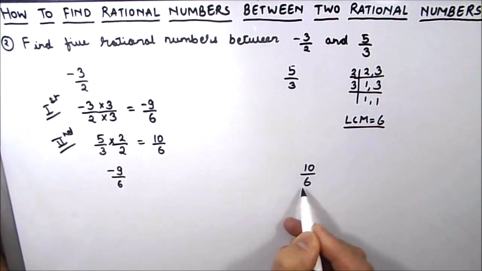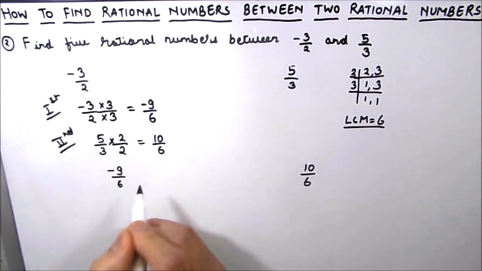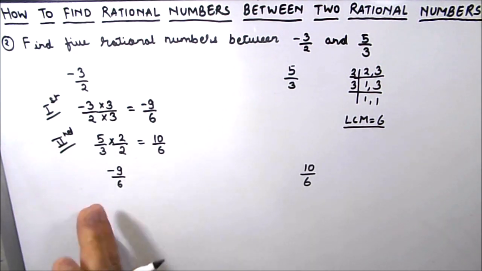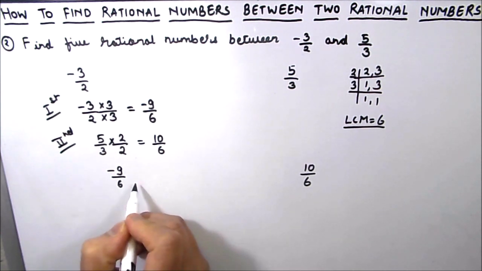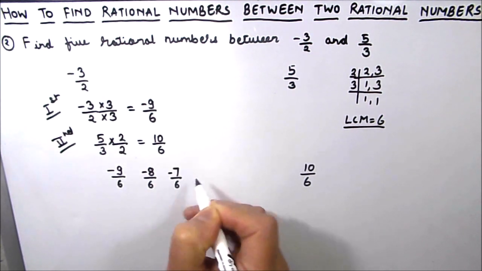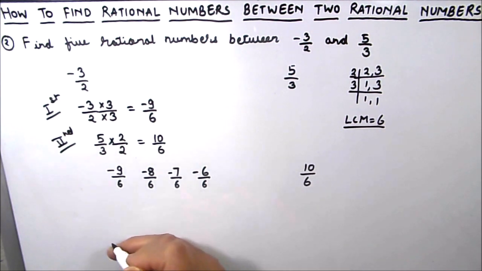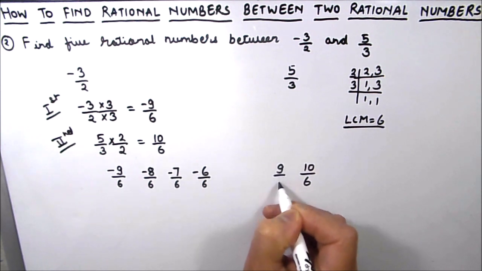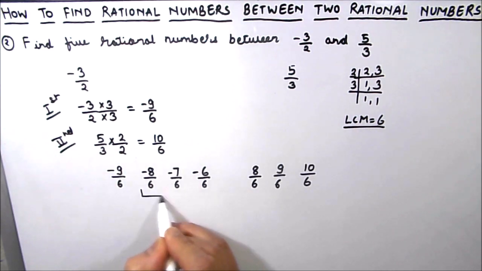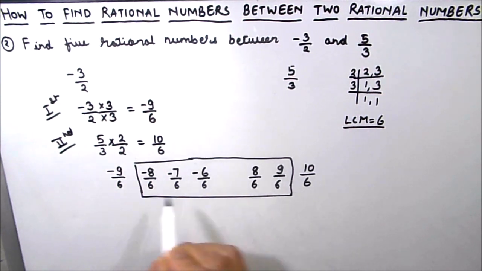And we need to write 5 fractions in between these two rational numbers. So if we imagine a number line, we can easily write the numbers in between them. When we move to the right of minus 9 by 6 on the number line, we'll get minus 8 by 6, minus 7 by 6, minus 6 by 6. And from 10 by 6, if we move to the left on the number line, we'll get 9 by 6 and 8 by 6. We can even write more numbers in between them. We already got 5 rational numbers, so we'll stop here. So these are the 5 rational numbers in between the two numbers.